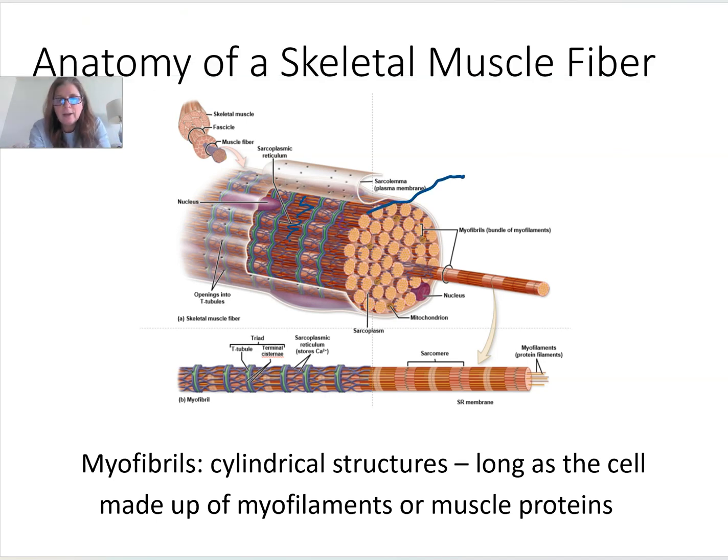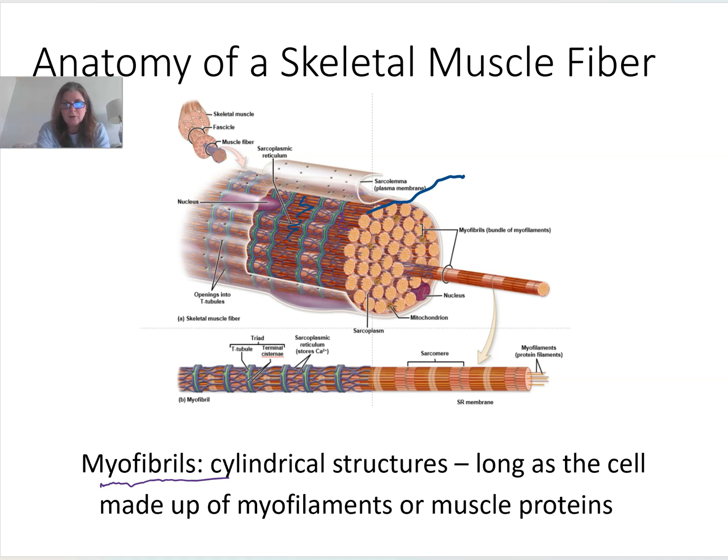So you can see the green. And again, this is one muscle fiber. Now inside are all these long things, and we saw this previously. Well, they're called myofibrils. So one muscle fiber usually has hundreds to thousands of myofibrils. So myofibrils are cylinder structures. They run the whole length of the cell, and they're made up of protein.